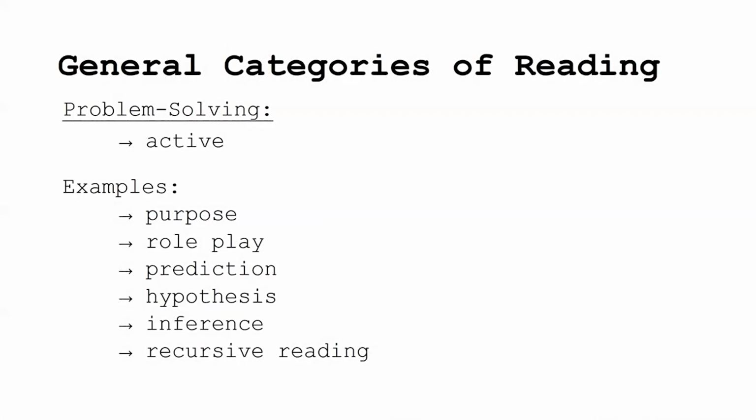But there are other categories of reading that are critically important in law school. One of these is problem solving: the idea that you are actively engaged with the text as you're reading. We're going to run through some examples in this presentation, including having a purpose, engaging in role play, making a prediction and hypothesizing, making an inference, and recursive reading. These are all problem-solving techniques that you can engage in while you're reading, and you'll find that they are critically important in law school.